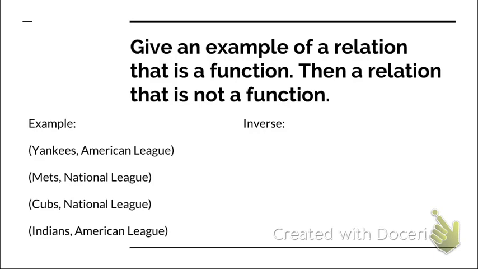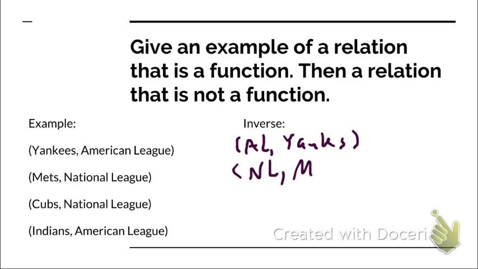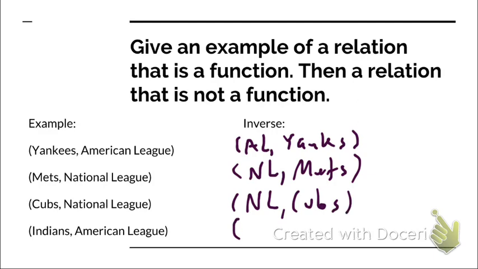There's no confusion there. Now, an inverse is when, and we're going to spend a whole section on inverses, an inverse is when you switch the domain and range. So that's still a relation. So if I go American League and then Yankees, National League and then Mets, National League, Cubs, American League, Indians, this is no longer a function.